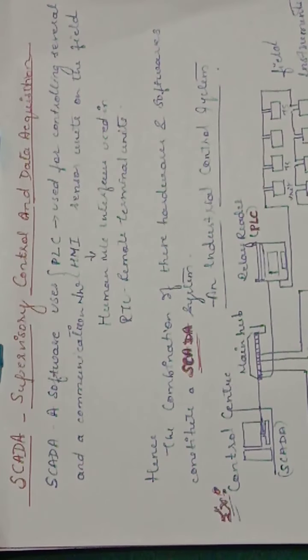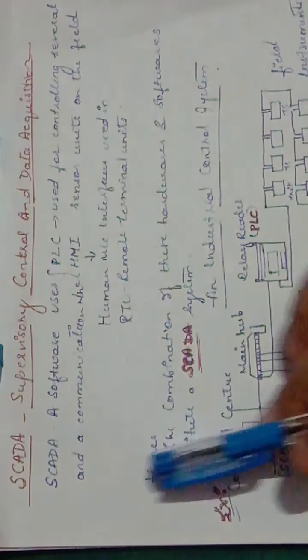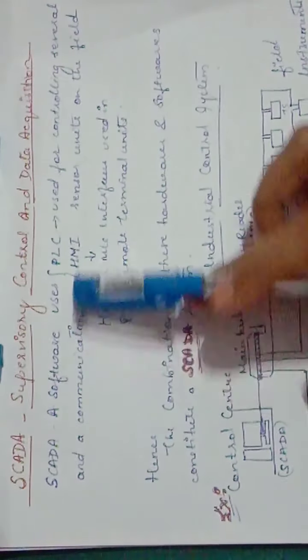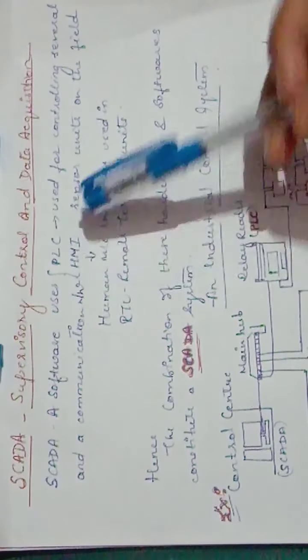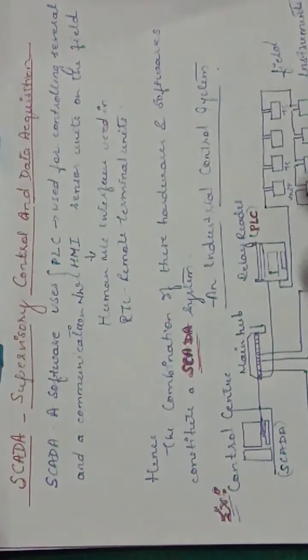Because they have a lot of hardware components which must be controlled, and this control can be done using another software component which is called SCADA. So SCADA is a software and it uses your PLCs and HMIs. So in your industry setup or in the field, you can have your PLCs.